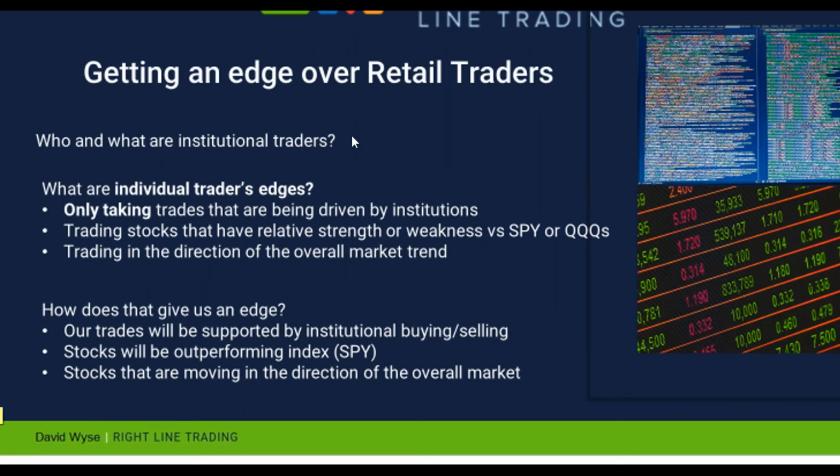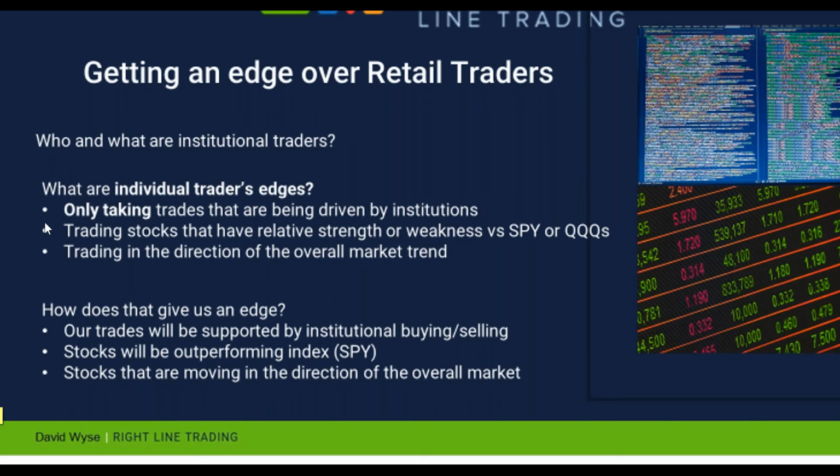And again, how do we get an edge over the other retail traders? We're only taking trades that are being driven by institutions. Most retail traders have no idea if the institutions are driving a trade or not. We trade stocks that have relative strength or relative weakness. Most retail traders don't even know about trying to use relative strength or relative weakness. And then we trade in the direction of the overall market. If you're doing these three things, you're better than 95% of the retail traders that are out there.